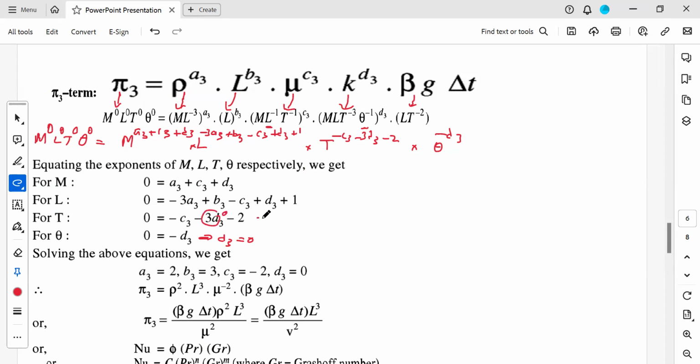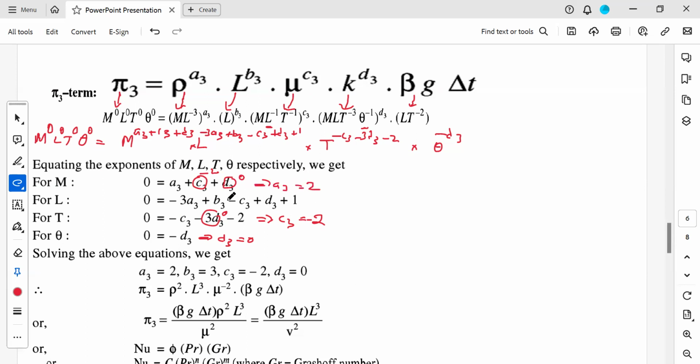That implies that c3 value will be, you discount this side, now you will get minus c3 is equal to minus 2, so you will get c3 is equal to minus 2. So substitute here, c3 value will be minus 2, and this value is 0. This is 0 means you will get a3 is equal to 2.